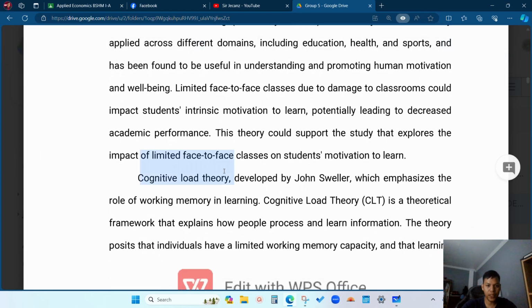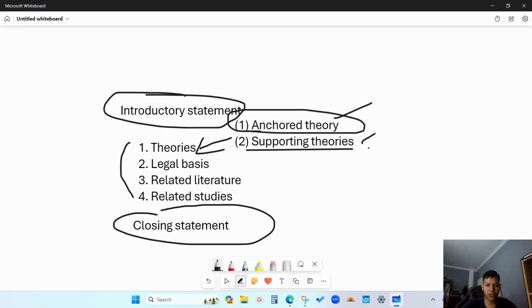Cognitive load theory, developed by John Sweller. So there is an additional supporting theory, a total of 3 theories. So that is the first part, about the theories. Now let's proceed to the legal basis.